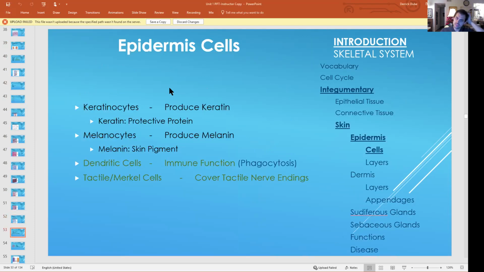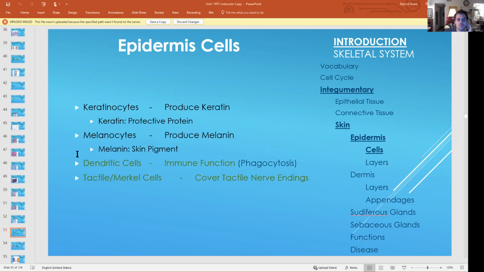All right, epidermis cells. So we talked about keratin earlier, the protective protein for the skin. Melanin is going to give your skin pigment. Don't worry about these. We talked about the tactile Merkel cell. There are lots of different kinds of nerve cells we went over.